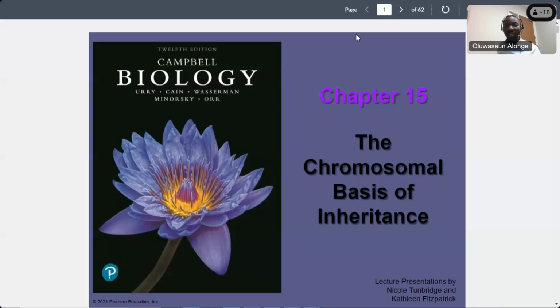So, chromosomal level basis of inheritance. At this point, we are not looking at the gene level now. We are looking at it at the chromosome level. So we'll be looking at the dysfunctions, the abnormalities that happen at the chromosomal level. Let's go.